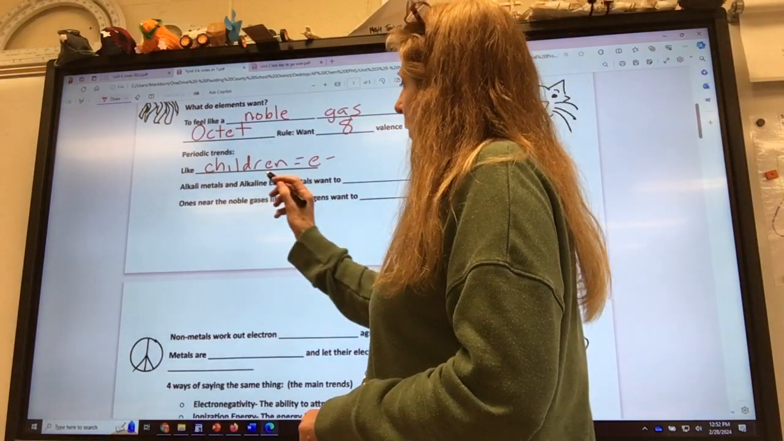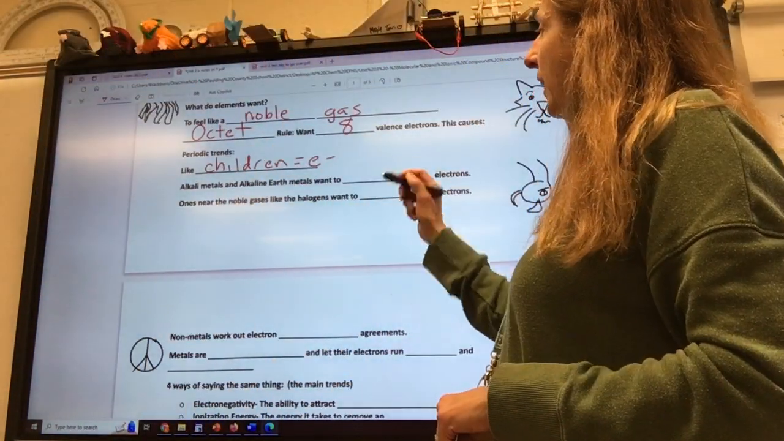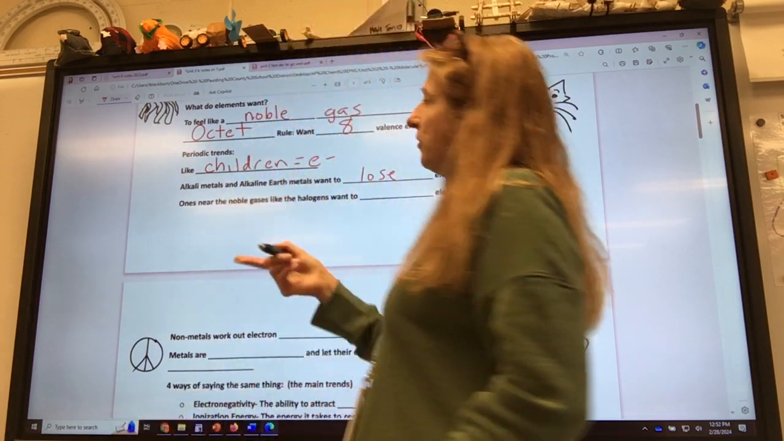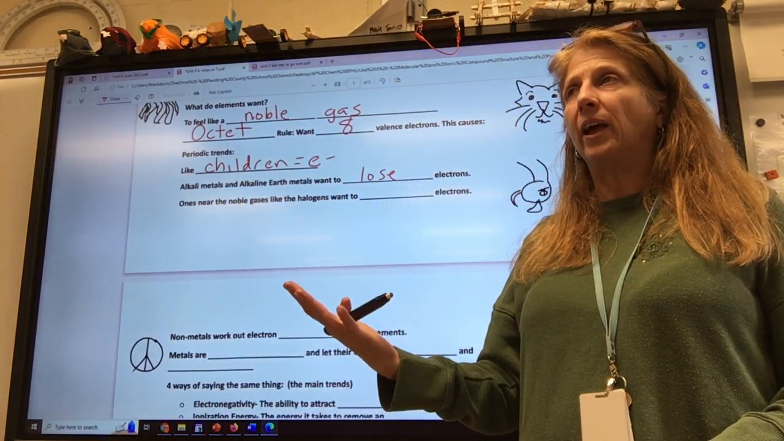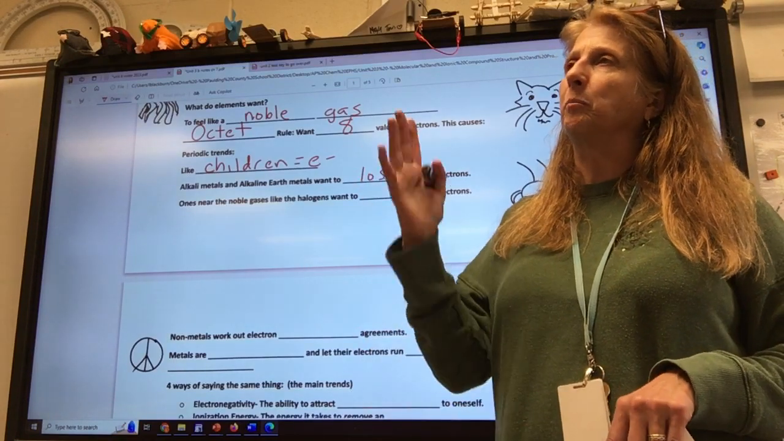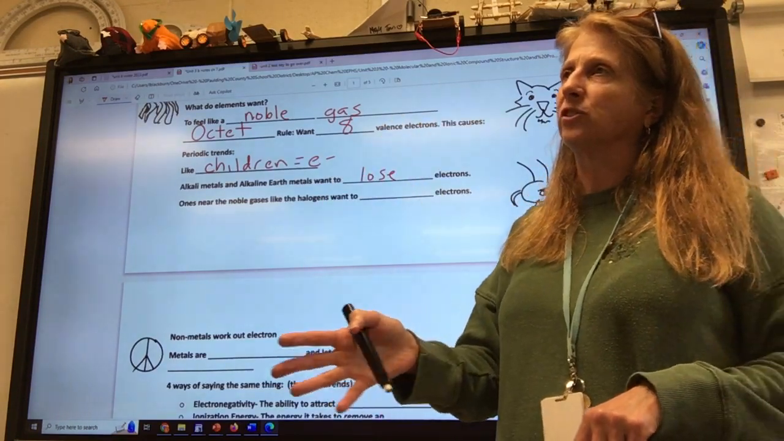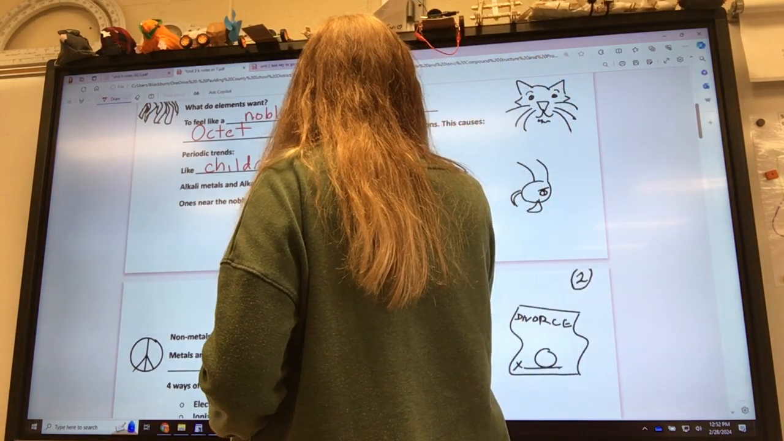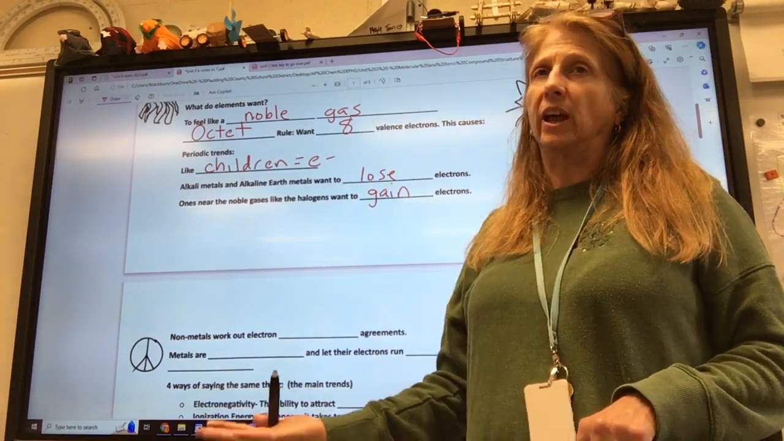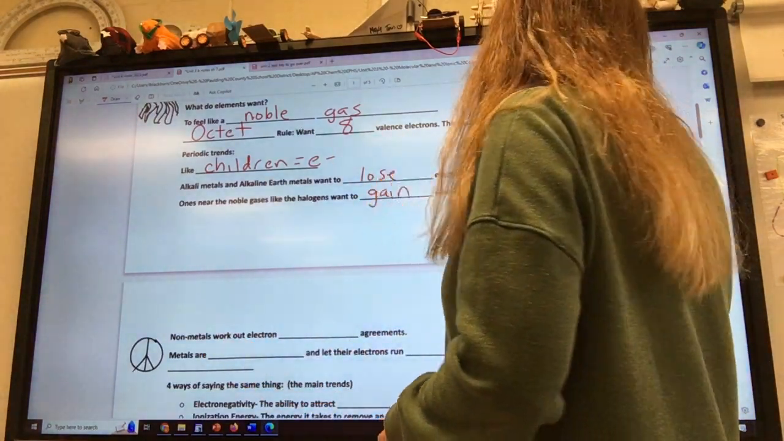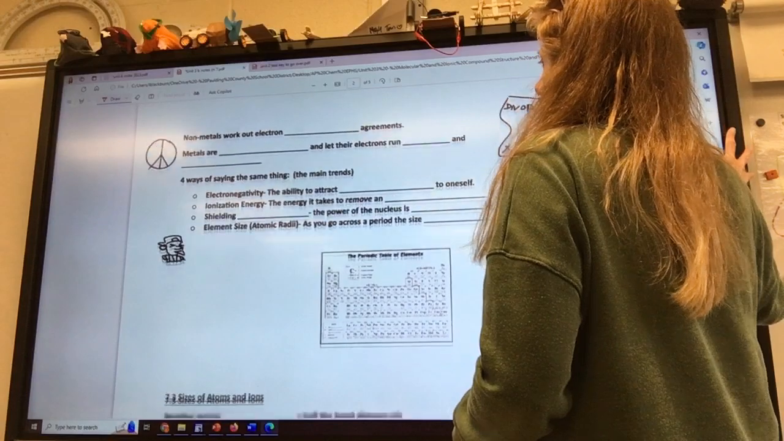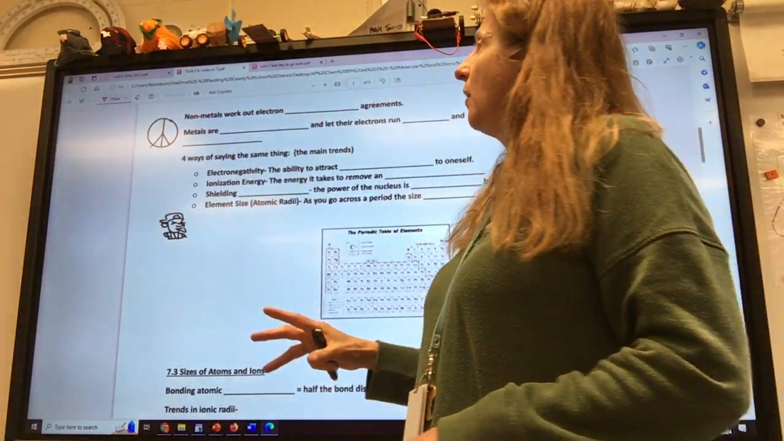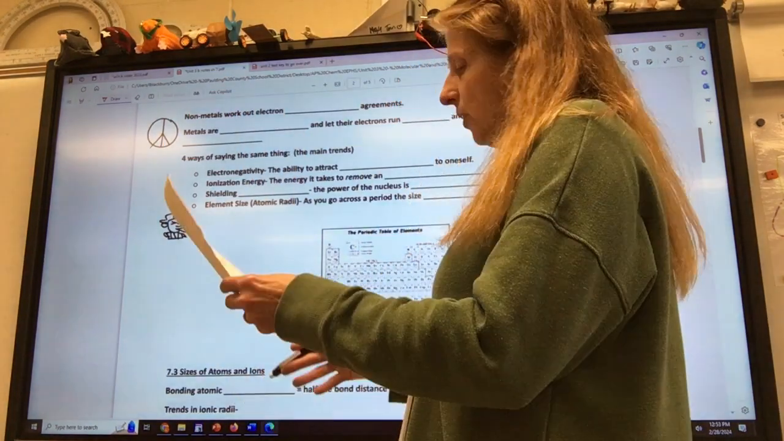Okay, so alkaline metals, the ones over by the kitty cats, and alkaline earth metals want to lose electrons, and then they're going to feel like a noble gas. On the other side of the periodic table, the halogens, oxygen's family, nitrogen's family, they want to gain electrons, and then they can feel like a noble gas. So these are like the people who adopt the children. They want more children.